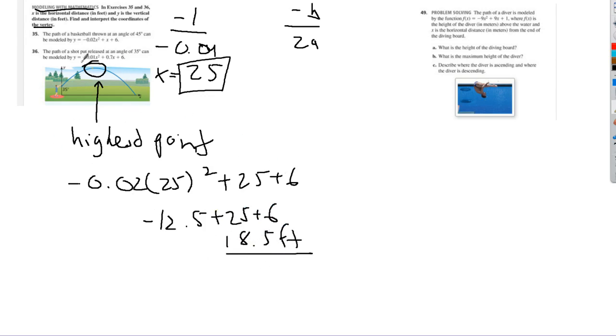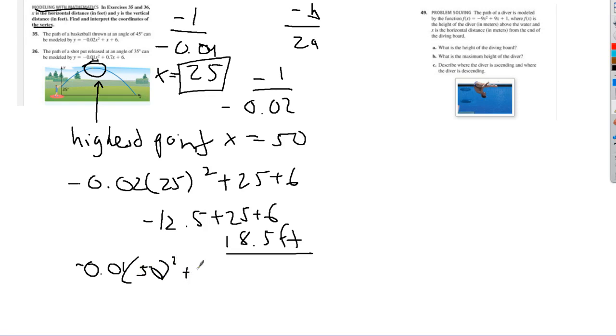That's the highest point. For the next one, it's negative 1 over negative 0.02 this time, because it's 0.01x squared, so x is equal to 50 this time. There's the 50, going to plug it back in.